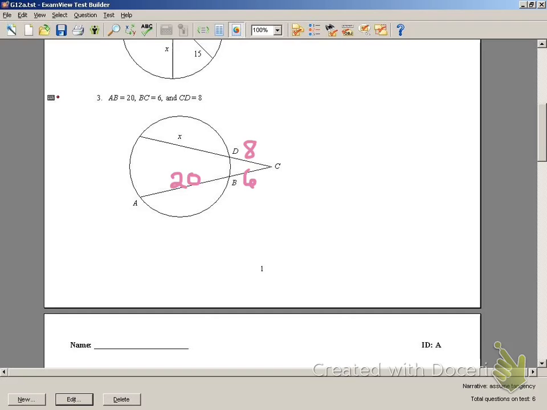Now, a while ago, if the lines intersect inside, it's just the product of their pieces. However, if we have intersection outside, then we have to say the product of the exterior times the whole thing. I think we used the formula previously saying outside times the whole equals outside times the whole.